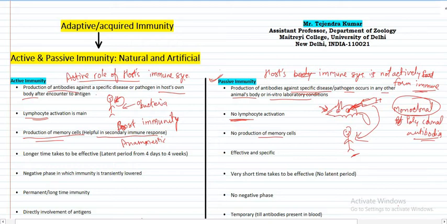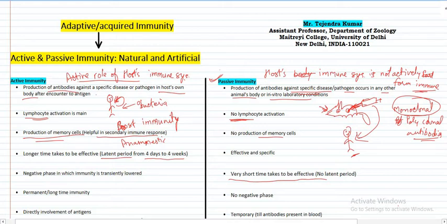Active immunity takes a longer time to be effective, and that is called the latent period. So the latent period might be almost 4 days to 4 weeks. But in the case of passive immunity, no latent period is required, right? It takes a very short time to be effective, which means it is almost immediately effective.